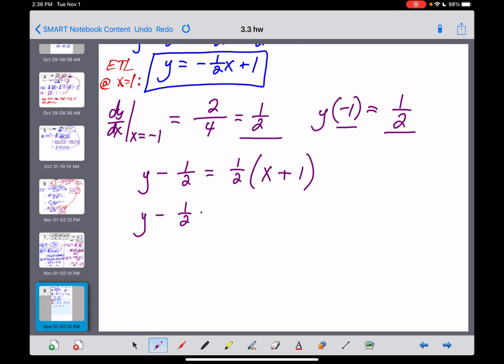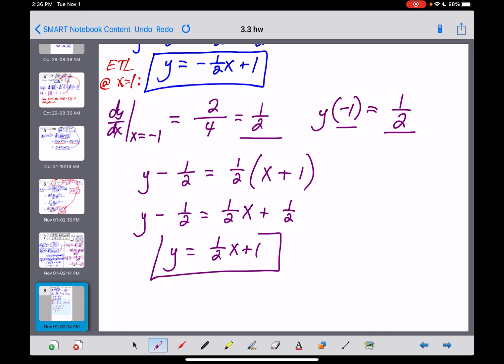So y minus 1/2 is going to equal, we'll distribute now, a 1/2 x plus 1/2. And now we'll add that 1/2 there again and get y is equal to, this one will be a positive 1/2 x plus 1. So that is the equation now of our second tangent line.